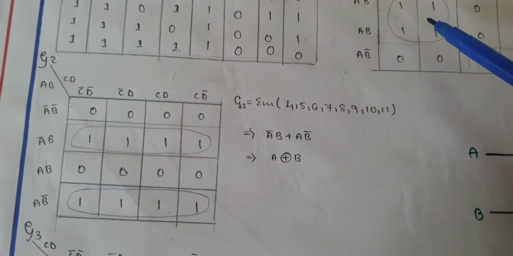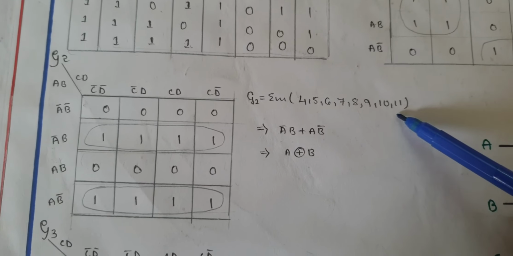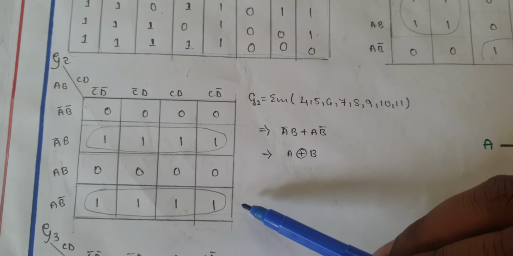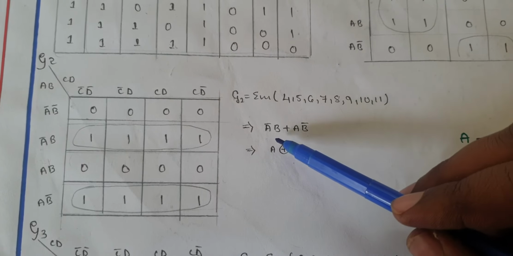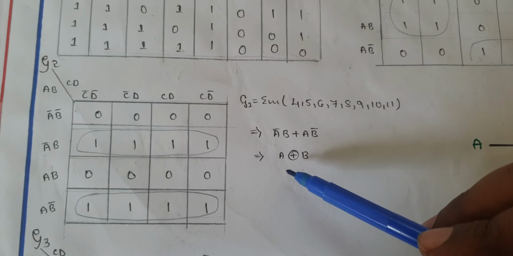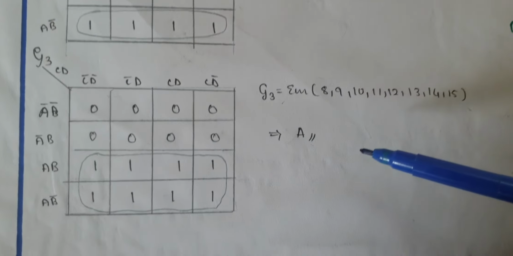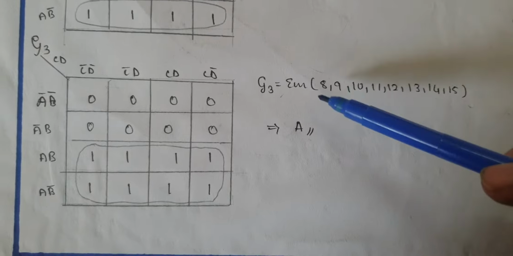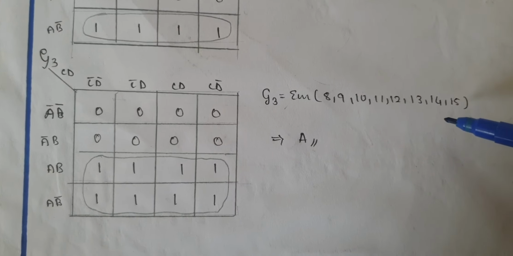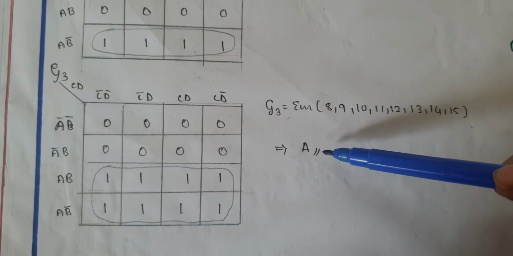Similarly, I'll do it for G2. The minterms I have got are these. If I plot for the same K-map, I'll be getting A bar B plus AB bar. The answer is A XOR B. Similarly, I'll plot for G3. My minterms are these. And then if I plot the K-map, my answer is A.